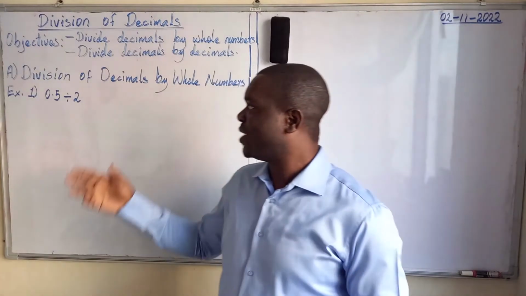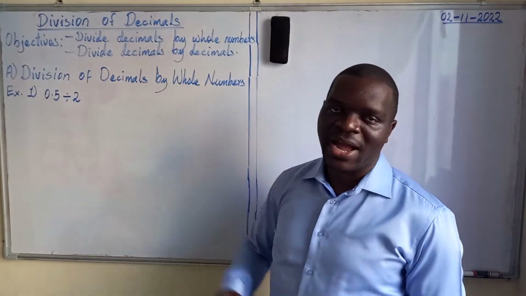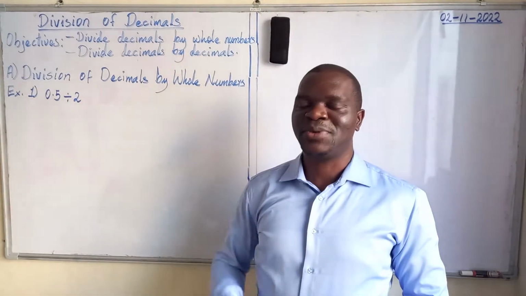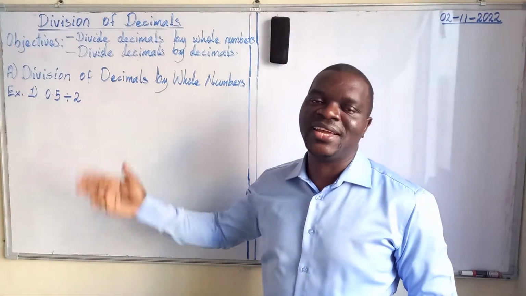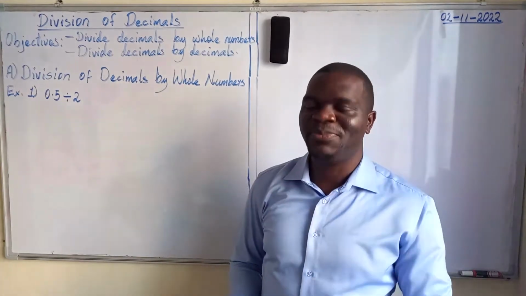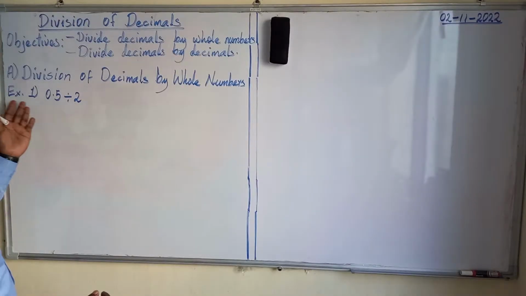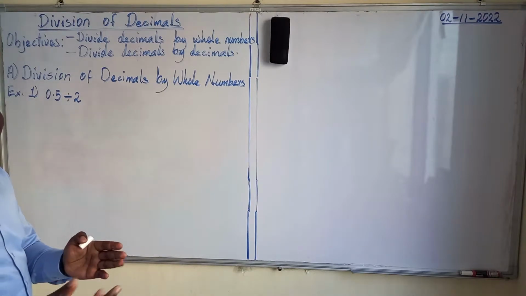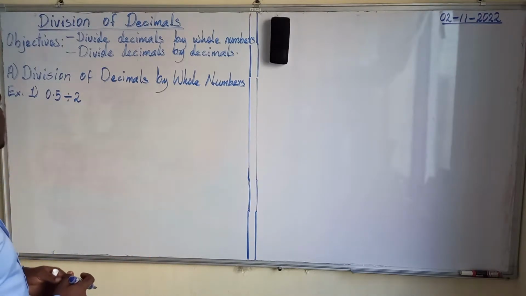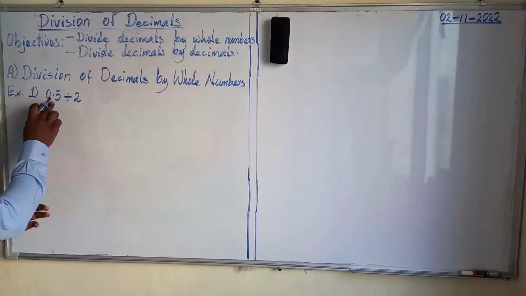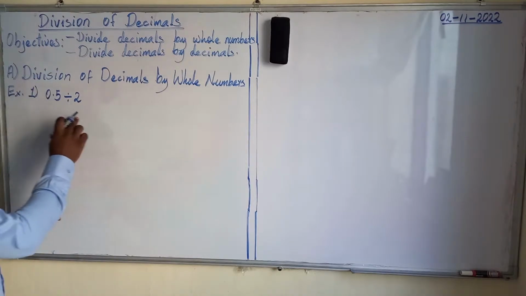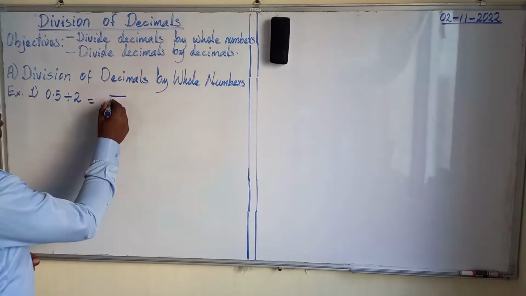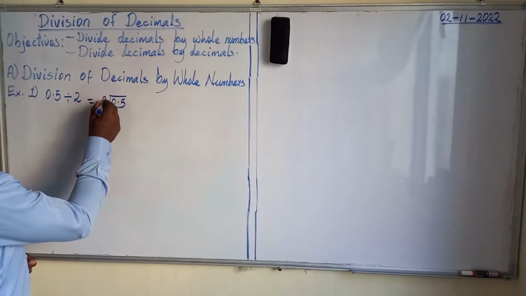The first thing we'll look at is division of decimals by whole numbers. And here is our first example. Follow up because we are going to use all the skills acquired here in our subsequent lessons. Don't blink. In our first example, what you are supposed to do is to divide as in ordinary mathematics. That is, divide as if the decimal point is not there, but make sure you fix the decimal point in your answer. 0.5 divided by 2.